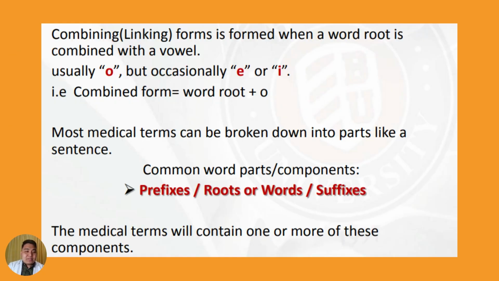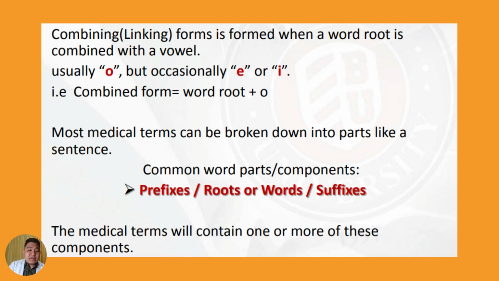Okay, what are the examples? As you can see, a combining or linking form is formed when a word root is combined with a vowel. As I have said earlier, usually the vowel O is used as a combining form, but E and I vowels are used occasionally. For example, a combined word is formed from a root word plus O.